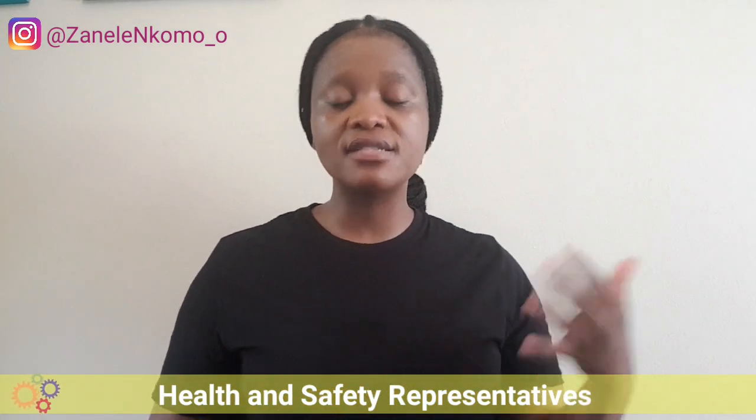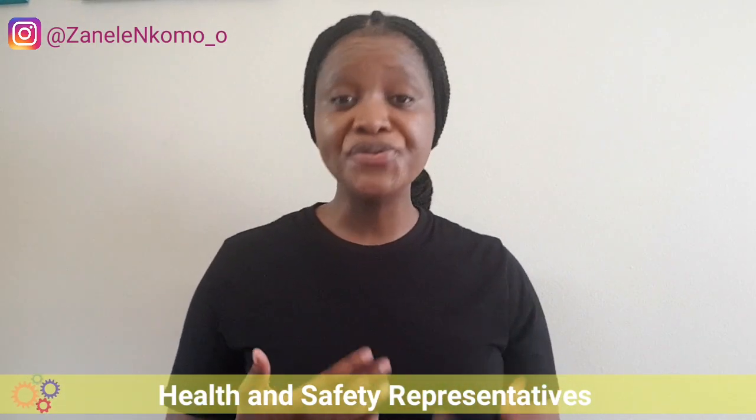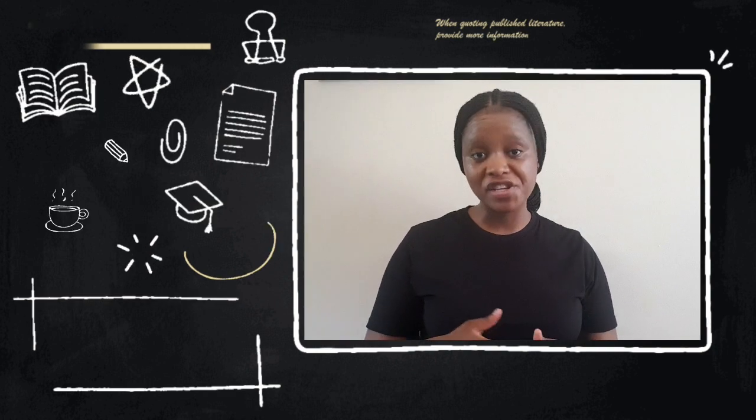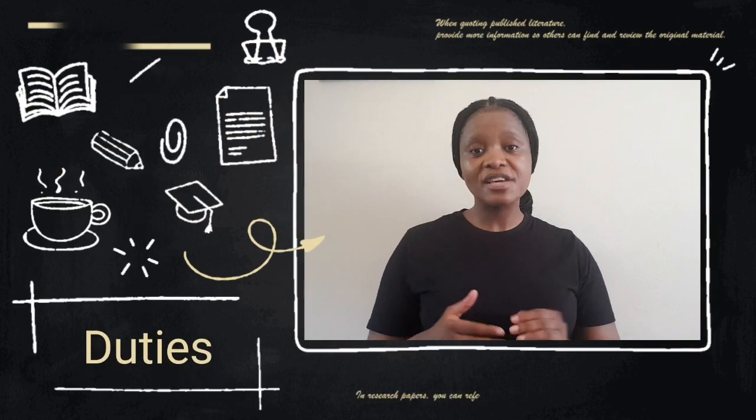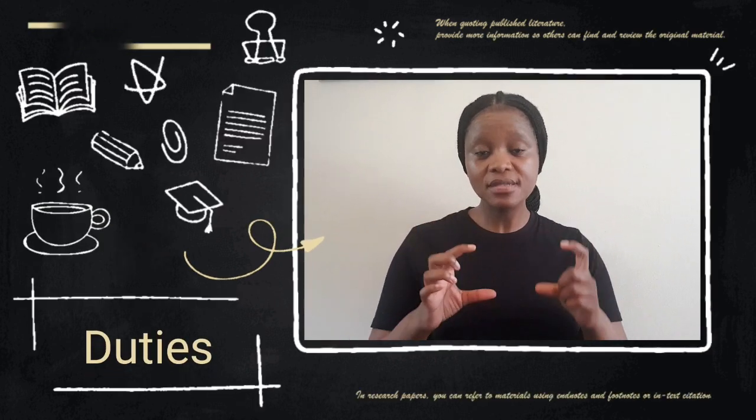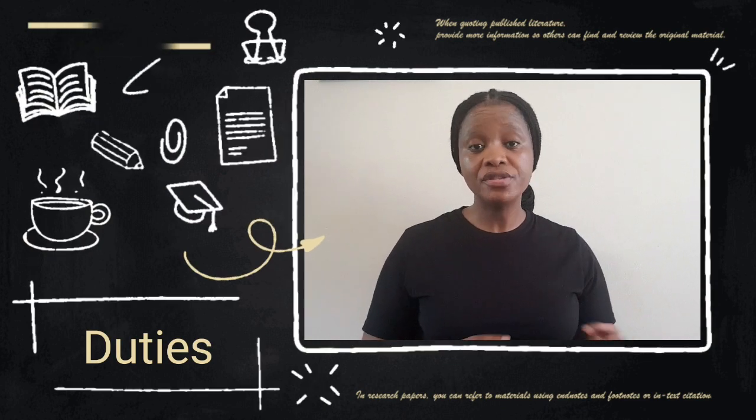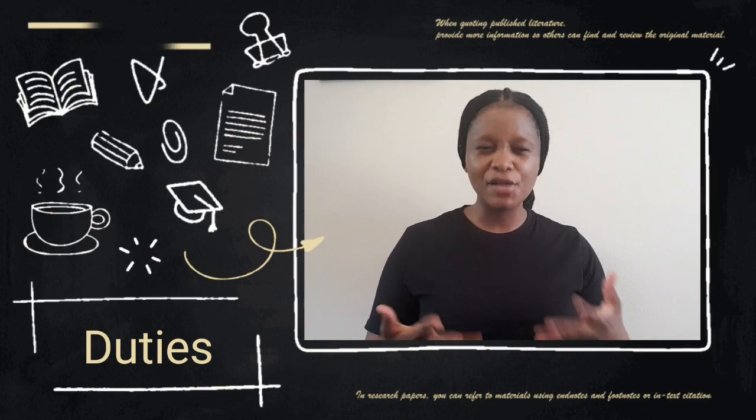Now, having understood that, it's important to know what the roles or tasks or duties of health and safety representatives are. This is highlighted in Section 18 of the Occupational Health and Safety Act. Within this section, there are 4 key themes of the responsibilities or duties of health and safety representatives. I'll talk you through that now.